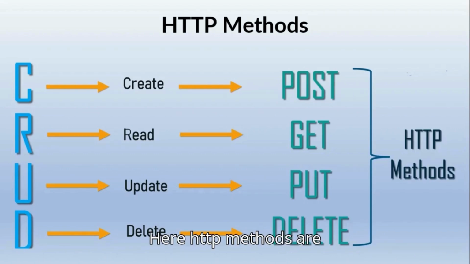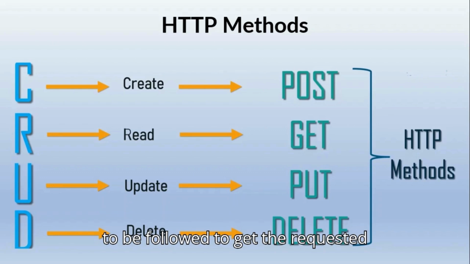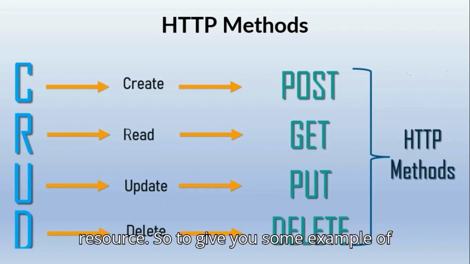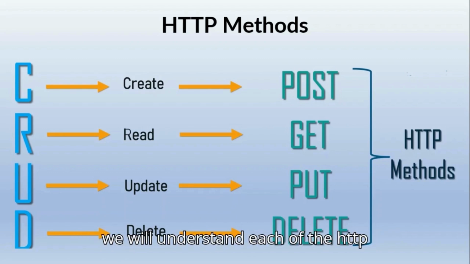HTTP methods are also known as HTTP verbs. They form a major portion of the uniform interface restriction followed by REST, which specifies what action has to be followed to get the requested resource. To give you some examples of the HTTP methods, we will understand each of them. First, post. Post is a method that is used for creating resources on the server side.